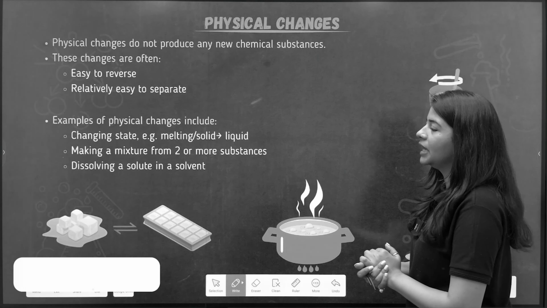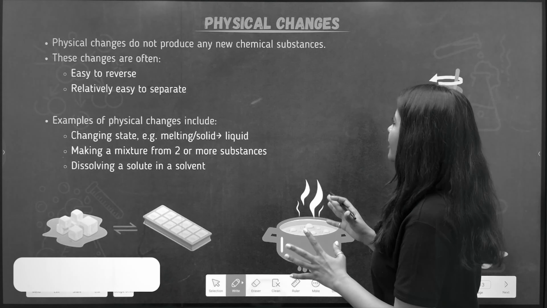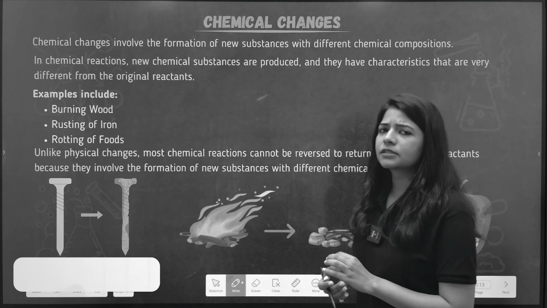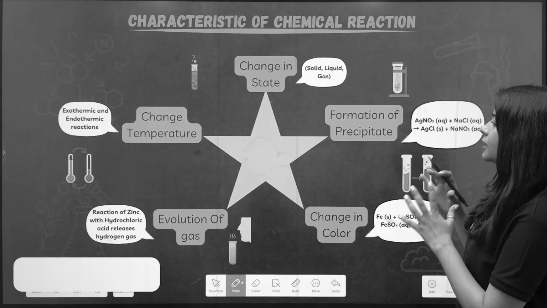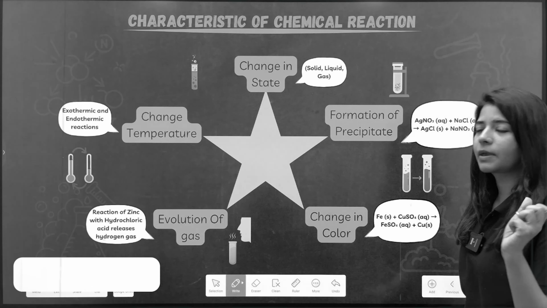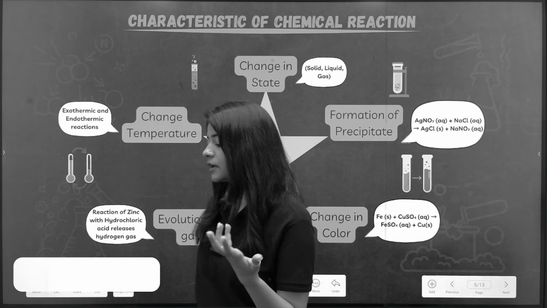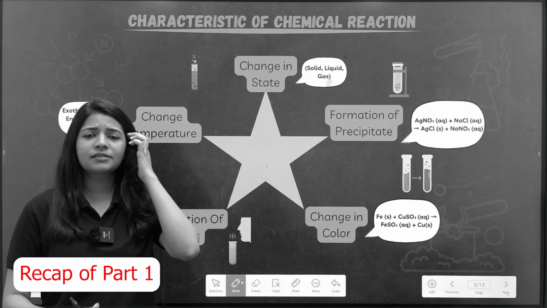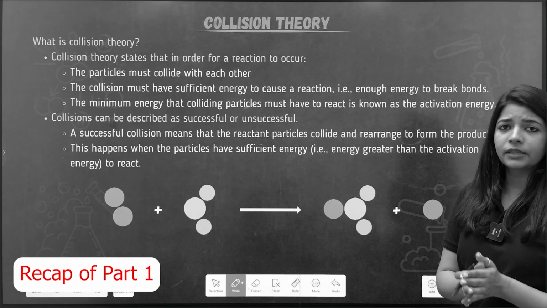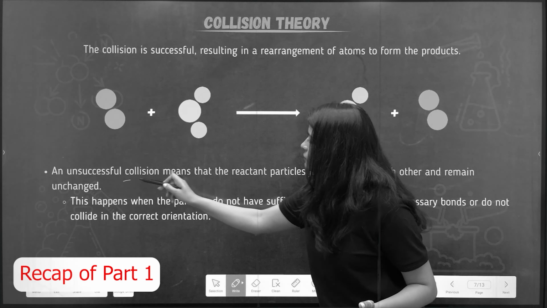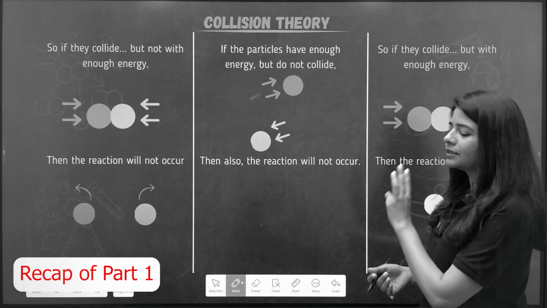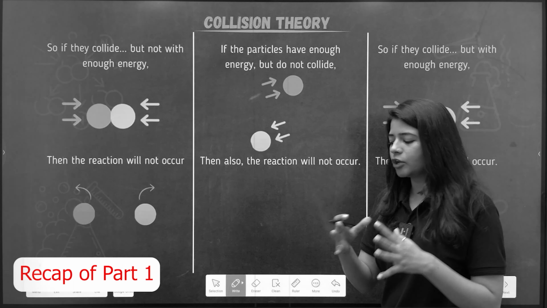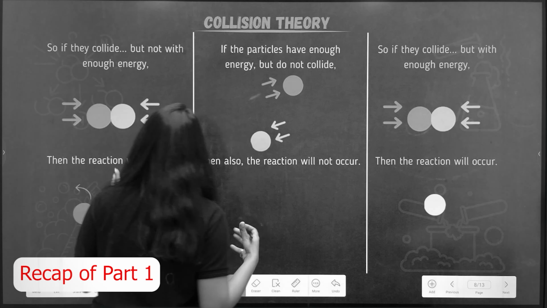First topic being chemical reaction or physical changes. We have already discussed a little about chemical change. Now let's talk about it. So here are 5 characteristics of chemical reaction which will give us a hint that a chemical reaction has occurred. Collision theory, this is very important, as an unsuccessful collision means that the reactant particles just bounce off each other. 3 possible scenarios which can take place when 2 particles collide.